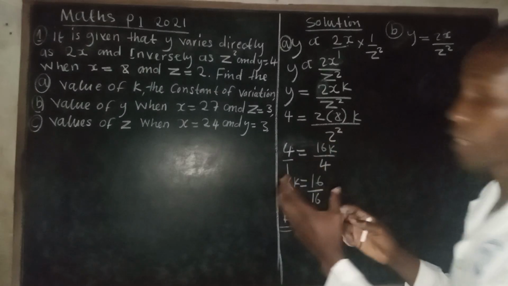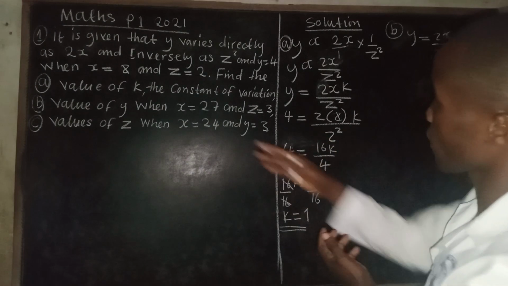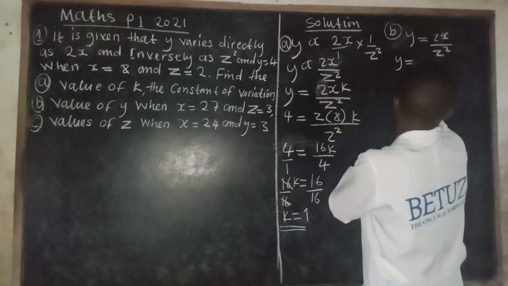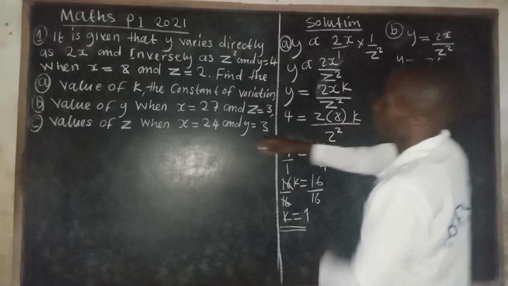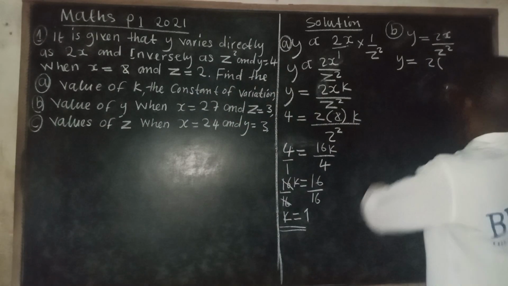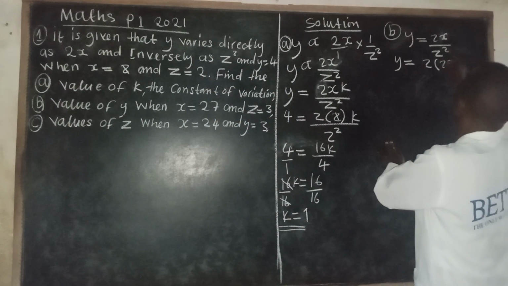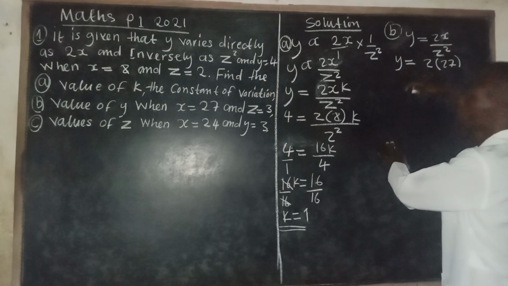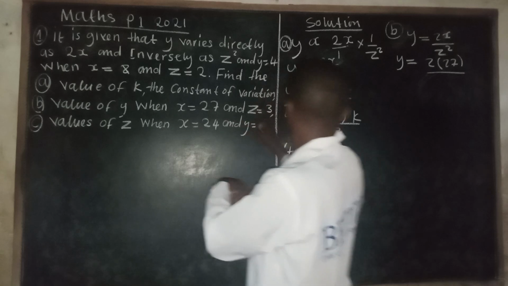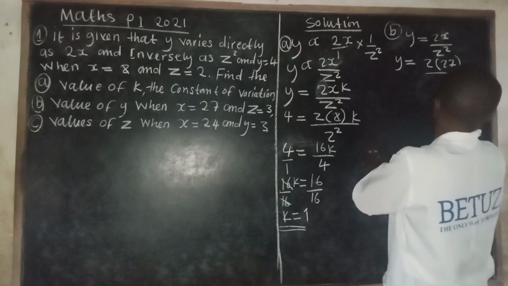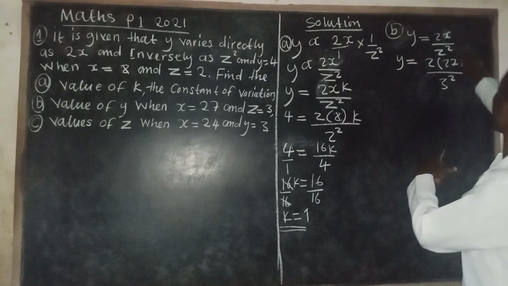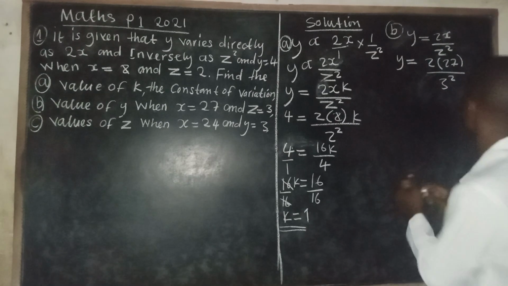The relation is the one that we are going to use for us to find the value of y. So y is equal to 2x over z squared. What are they saying according to the question? The value of y when x is equal to 27. So where there is x, you put 27. We are now substituting. Then what is our z? They are saying z is equal to 3. So where there is z, you put 3, and that will be squared. Remember, z on the formula itself has the power 2.